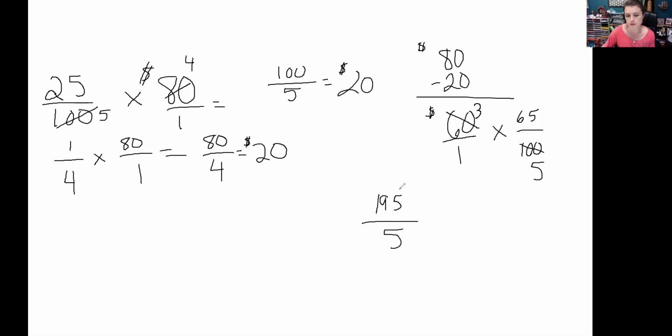Now I have to do division. This is an improper fraction, so 195 divided by 5 equals 39. So I should be left with $39. Okay, so it says $39 is how much you spent on sandals. Okay, so that's your final answer. So that one takes a little bit of time. That's number 14 on the quiz.